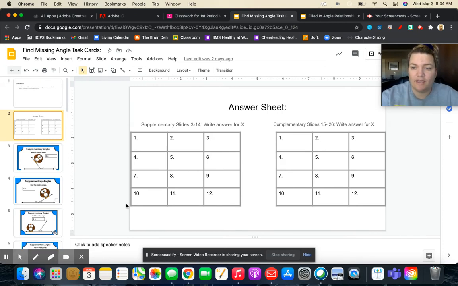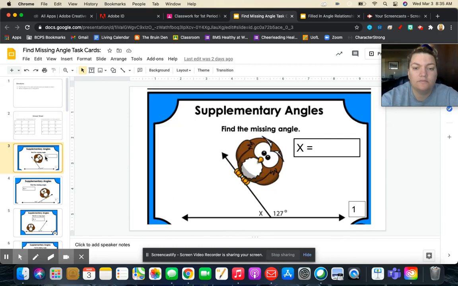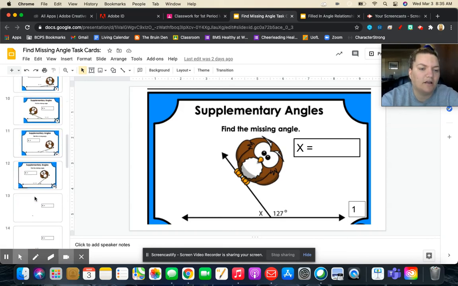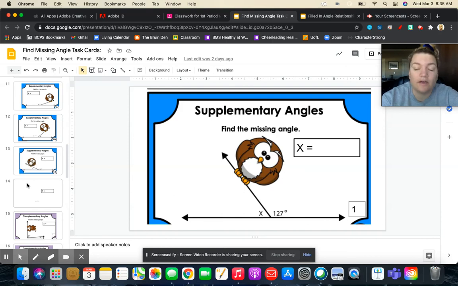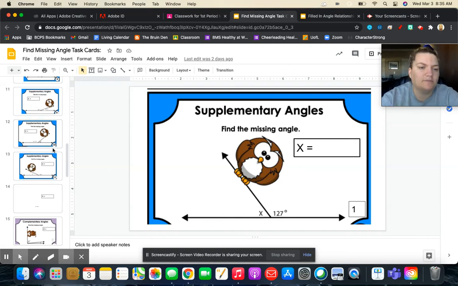You guys have an answer sheet. So this is where all of your answers are going to go for your slides. So like angle slide 3, not angle 3. Slides 3 through 14 are all about supplementary angles. So those need to add up to 180 degrees. They do have an x equals box.